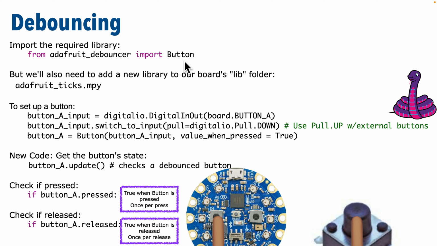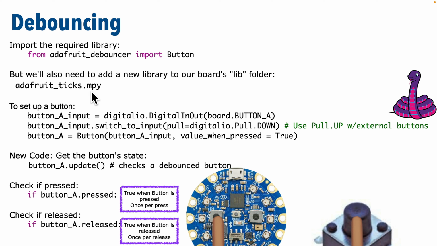Now, we're also going to find that this needs an additional library that I forgot to tell you about when we first set up our CPB's lib folder. So we're going to need to add adafruit_ticks.mpy to our lib folder. Sorry I didn't tell you about that, but this is a good teachable moment because we'll get a look at the kind of error that occurs if we try to import a library that's not in our lib folder.